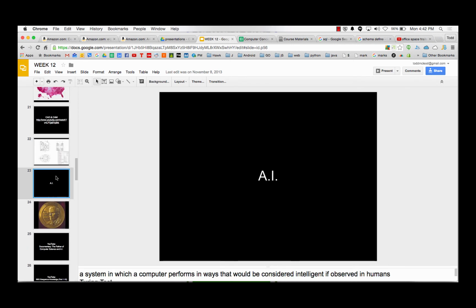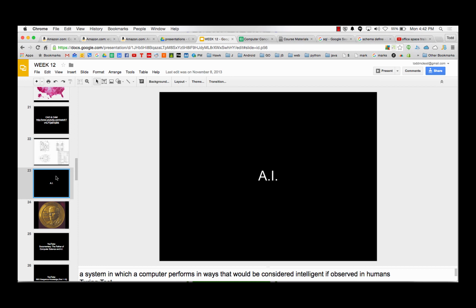So let's go back up. Here's one more topic. The first topic we looked at, right when it was starting, was databases. The next topic we looked at was systems, systems design, systems analysis. Now we're going to look at artificial intelligence. So AI, artificial intelligence, is a computer intelligent, right? How do we make computers intelligent? How would you measure whether or not a computer is intelligent?